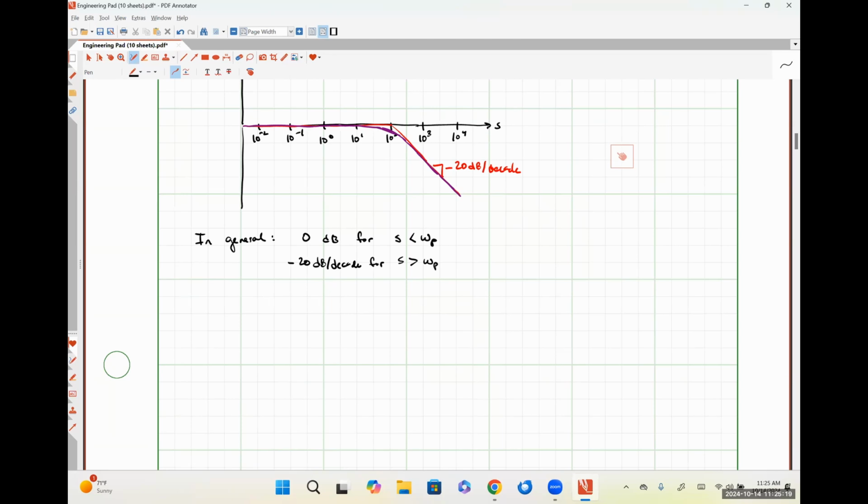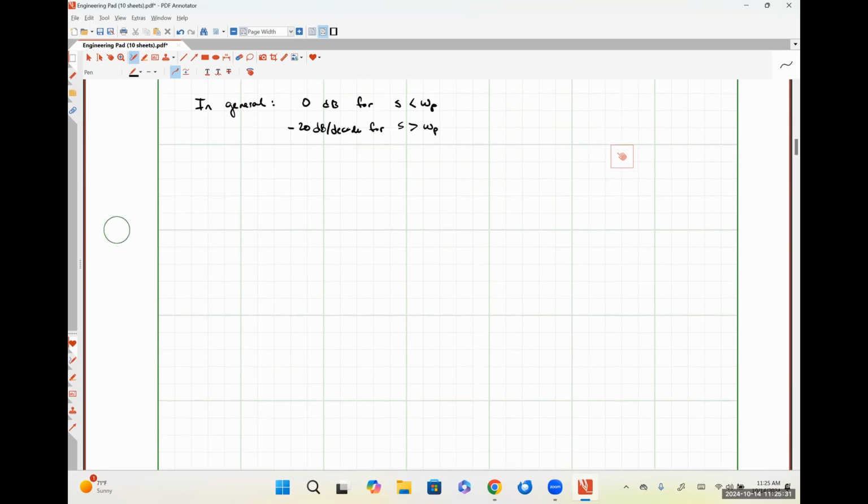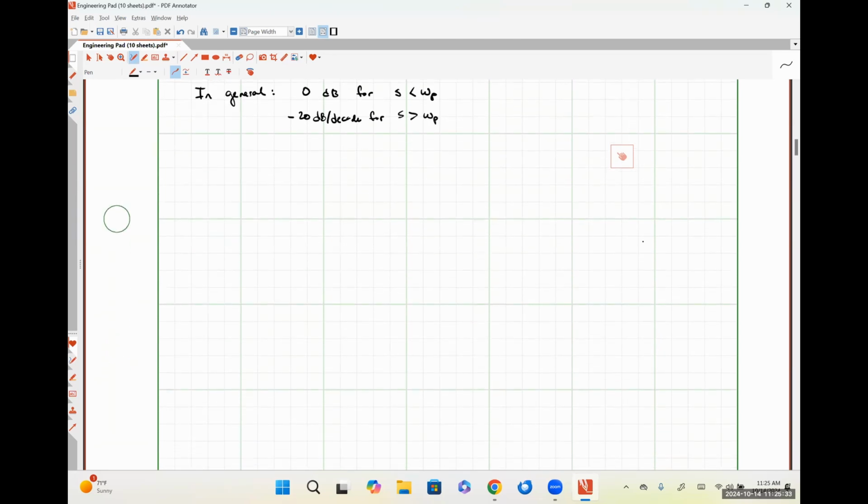So how do you guys think our simple zeros are going to work? Pretty darn similarly, except that we're going to increase at 20 dB per decade. And let's see that just really quickly, right? So simple zeros. So let's say that we have h of s is equal to s plus 1.